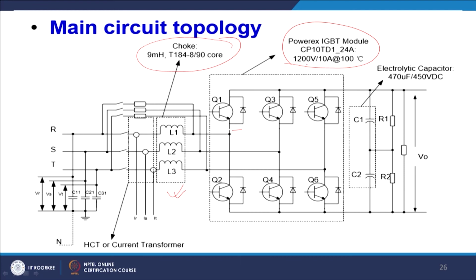They used this circuit, courtesy of Texas Instruments. They have used this IGBT, which has a rating of 1200 volt, 10 ampere at 100 degree centigrade, and we are using an electrolytic capacitor of 750 volt, and generally it will be boosting the voltage. Once you rectify it, it goes to 600 volt for the 440 volt line.